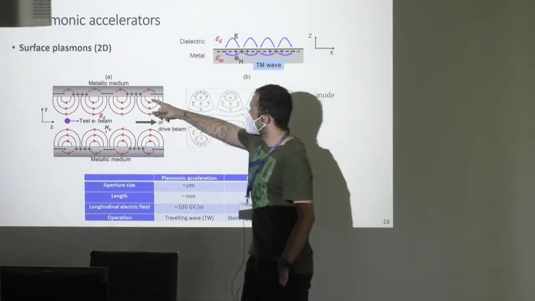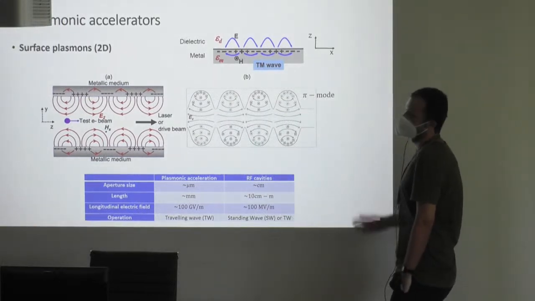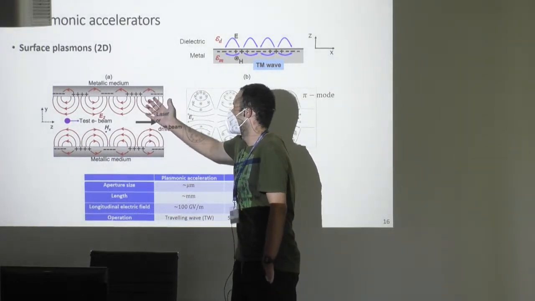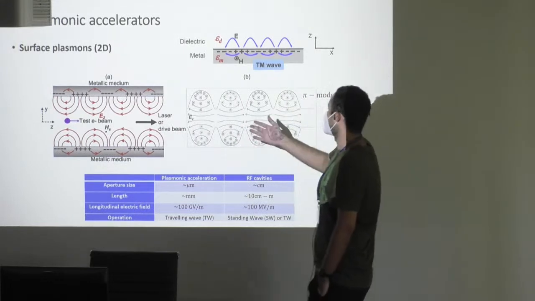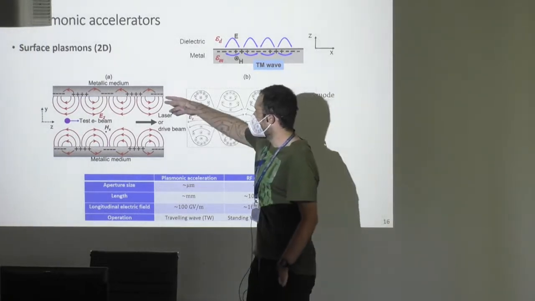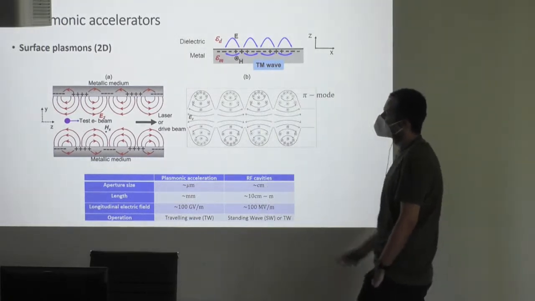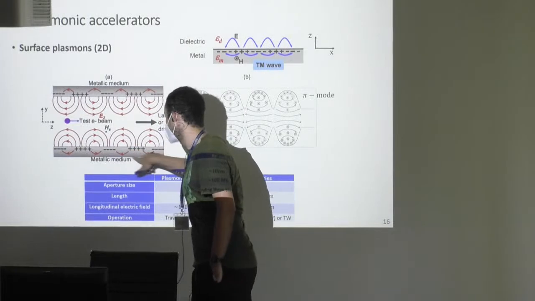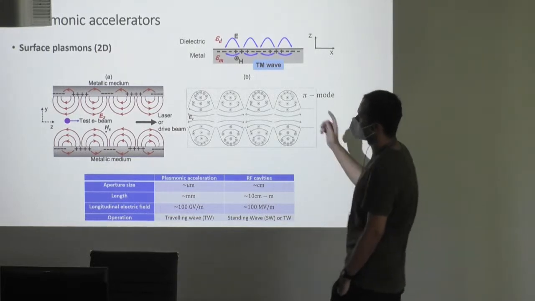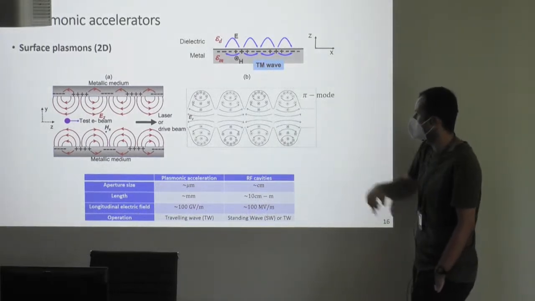For this reason, we have this pattern of electric fields that are quite similar to the electric fields created in RF cavities. So we can use this excitation of plasmons to accelerate in some way similar to RF cavities. The difference is that here we have apertures of about micrometers, while there it is about centimeters. The length of the acceleration is about millimeters, and there it is about tens of centimeters or meters. The maximum electric field that we can obtain is about 100 gigavolts per meter, which is three orders of magnitude higher than in RF cavities.